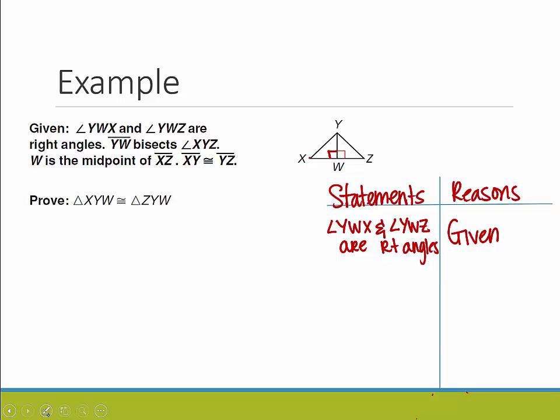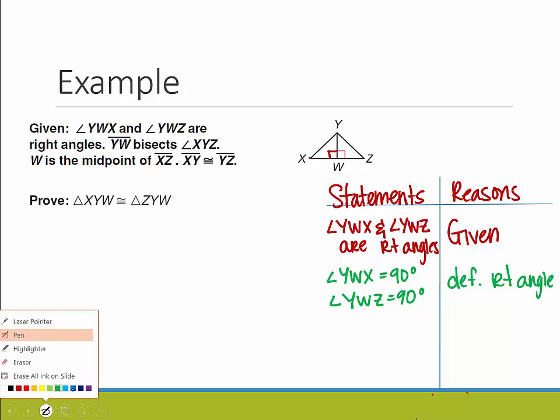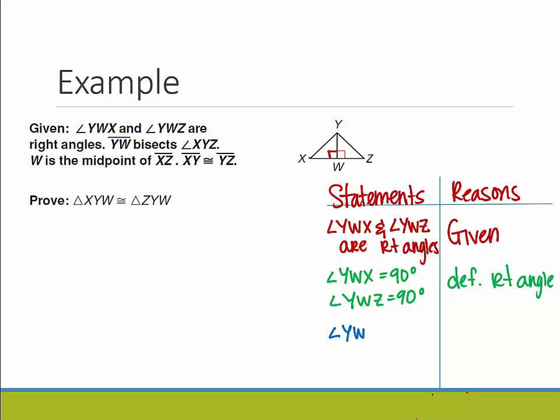And then say what that means. If they're both right angles, that means that they both have to equal 90 degrees, and that means they're congruent to each other. So we know they both equal 90 degrees by the definition of right angle. And then, because of that, we can say that these two are congruent. Because remember, we got to prove that everybody is congruent here. And this is substitution, or you could use the transitive property, whatever makes more sense to you.